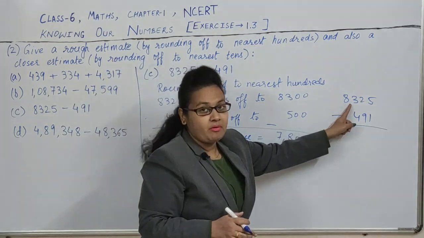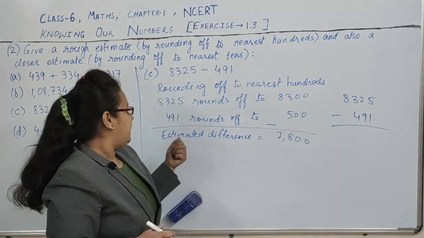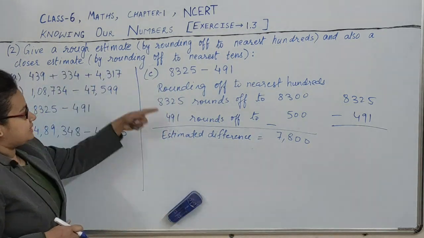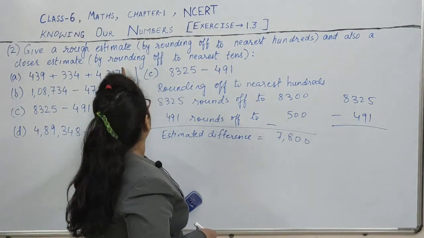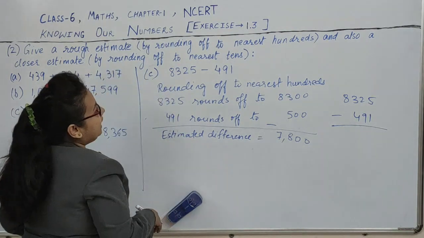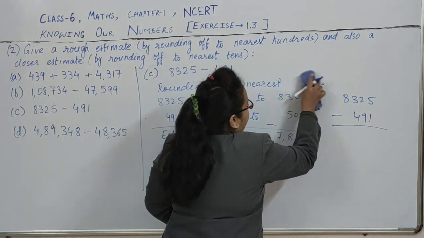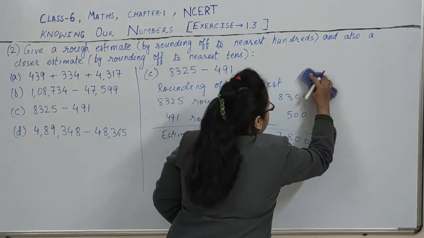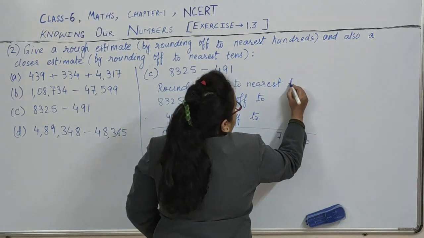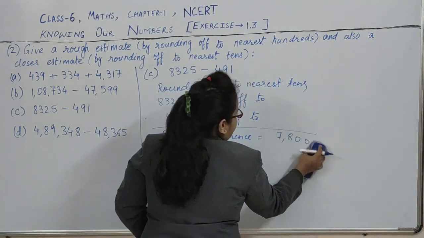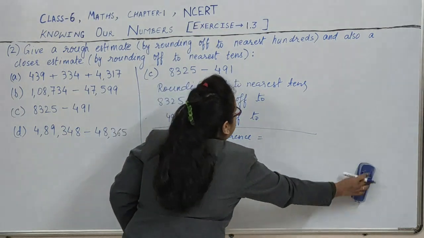The actual difference will be what you get after doing this subtraction. So this is the estimated difference, a rough estimate of the difference. So understood? So now what we will do? We will do this by rounding off to the nearest tens. This we have done by rounding off to the nearest hundreds. Now we will do it by rounding off to the nearest tens, and then we will get a different answer.